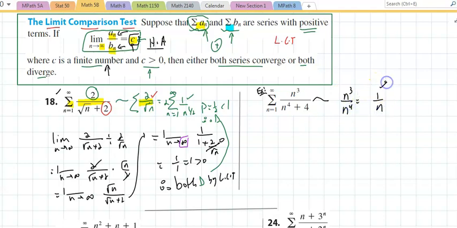Again, you guys, 1 over n converges. That's a sequence. You must add the series in front of it. This is p equals 1, which diverges. Or you could use harmonic. And now you have to show the limit.